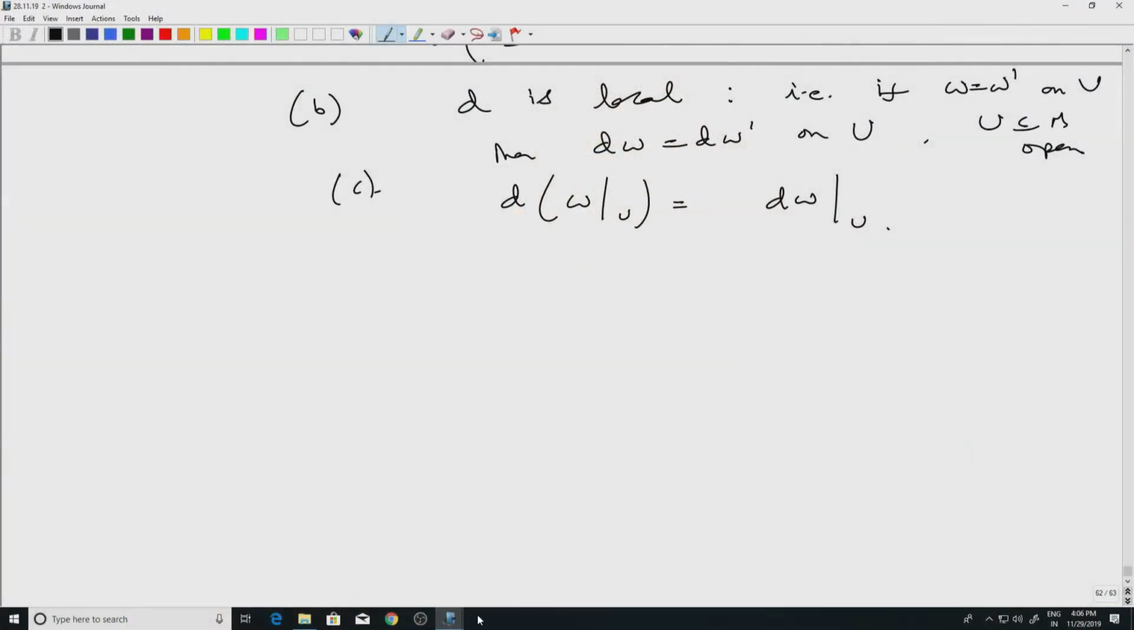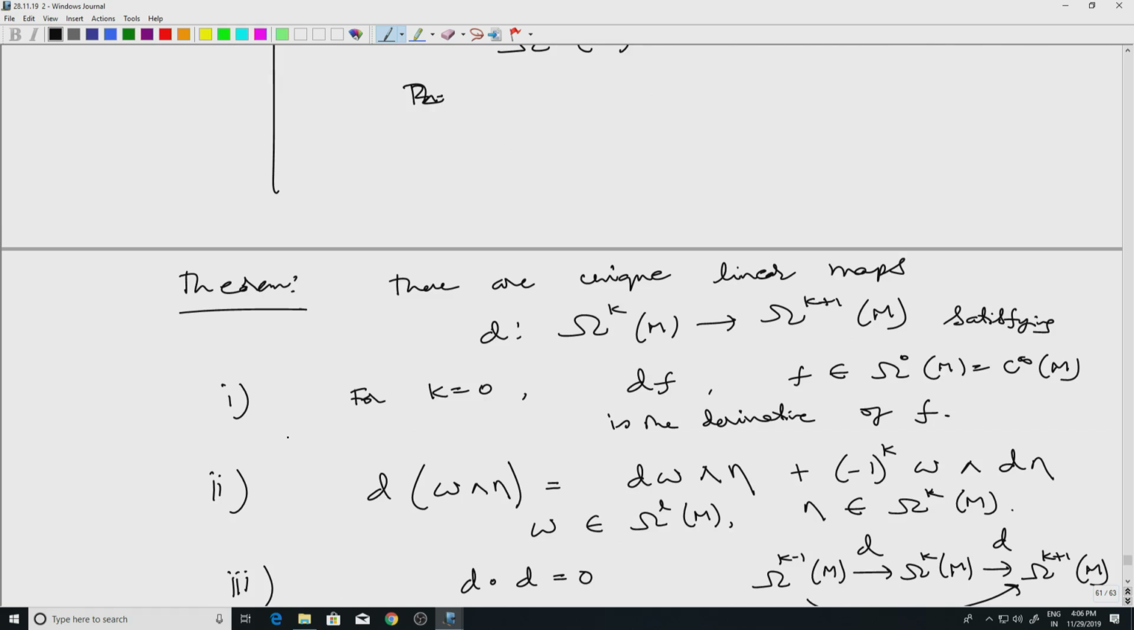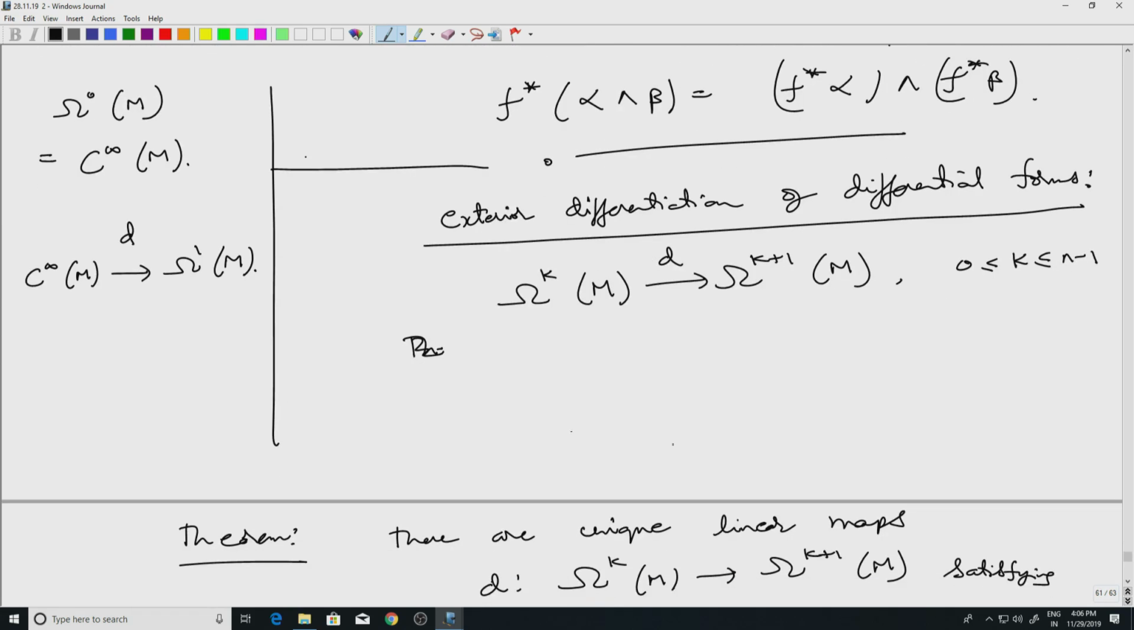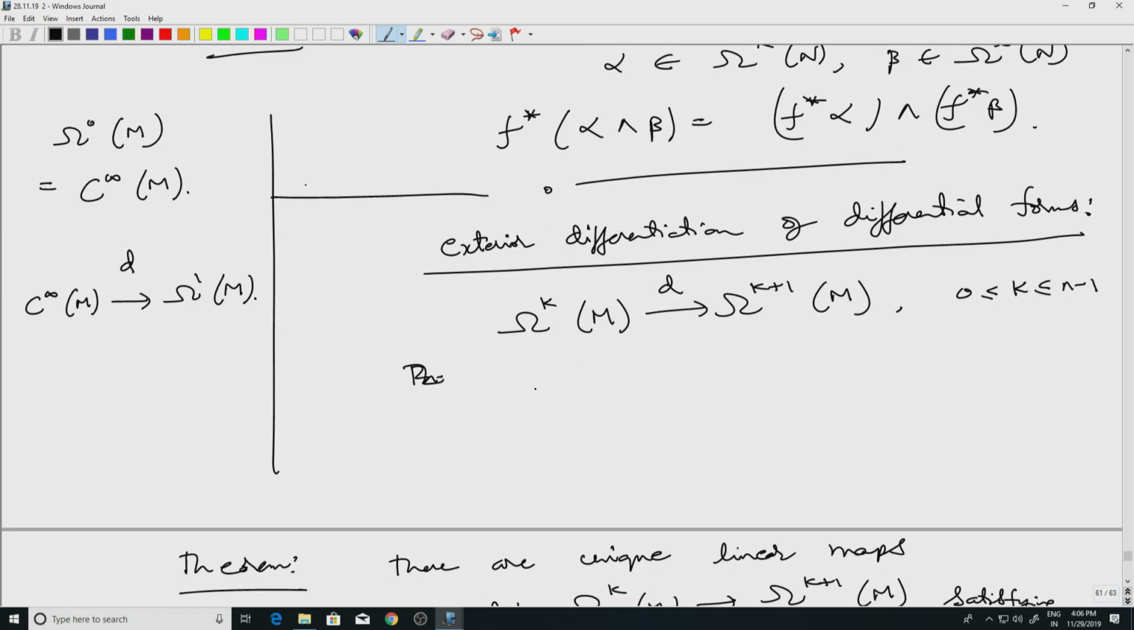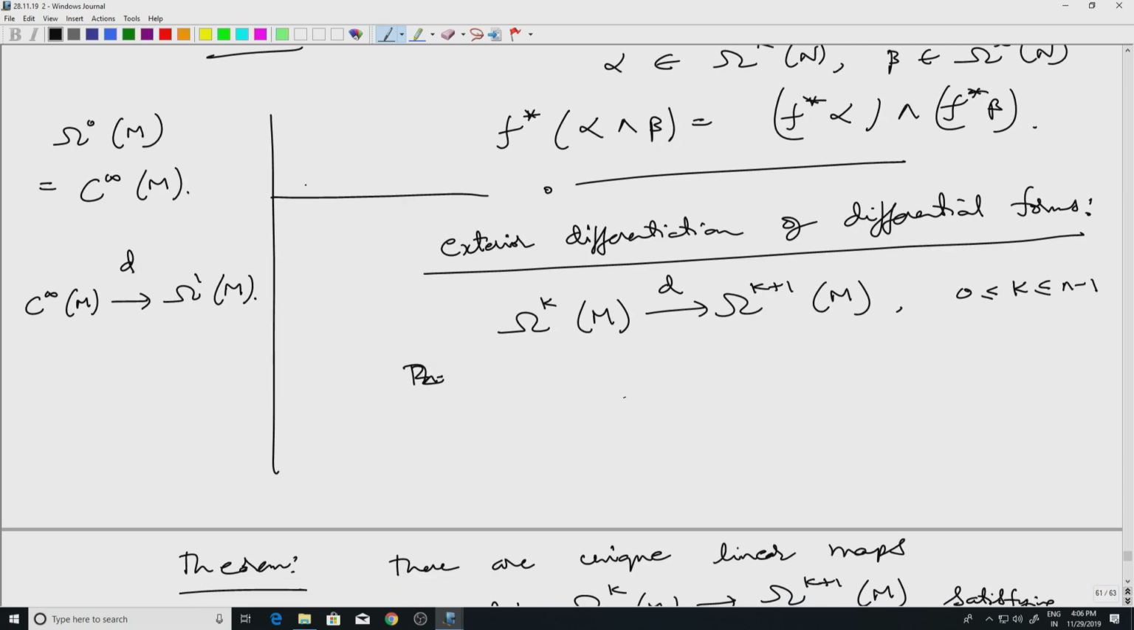So towards the end of the last lecture, I talked a bit about the important operation called exterior differentiation on differential forms.